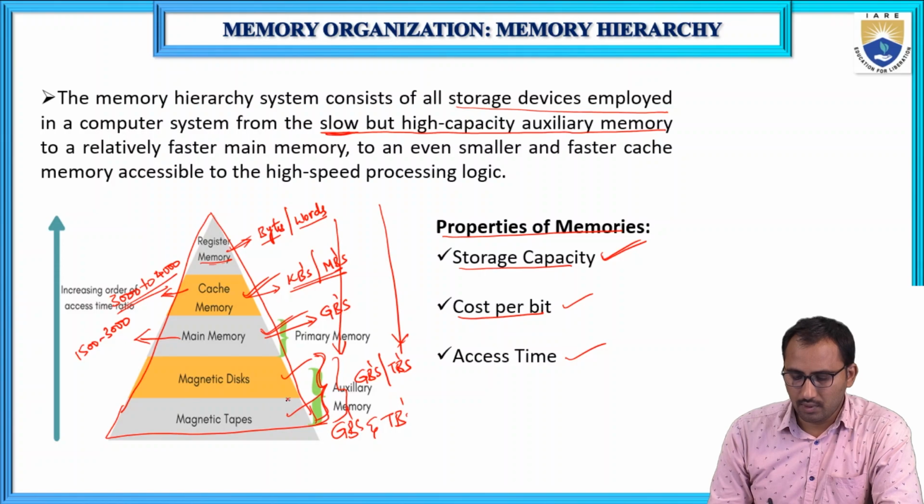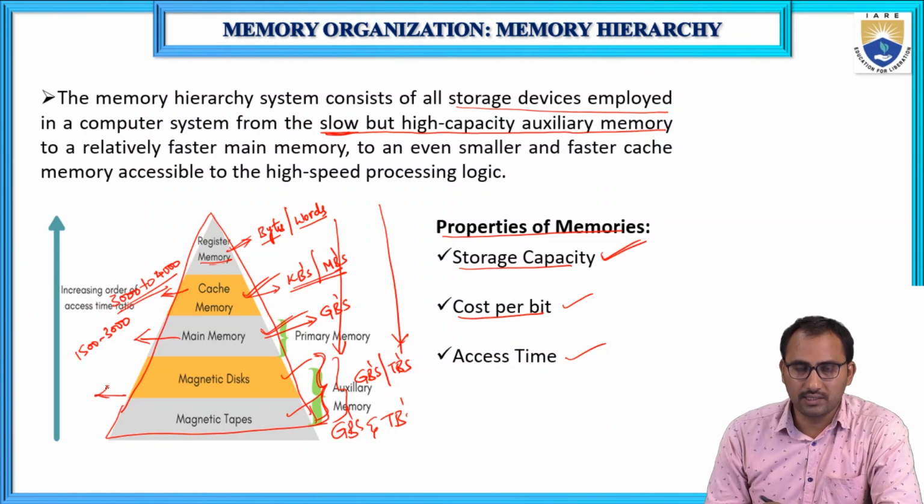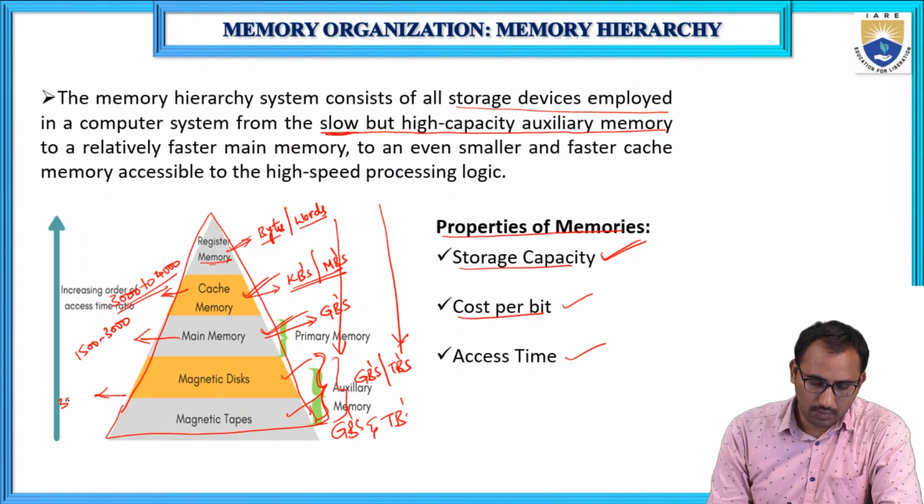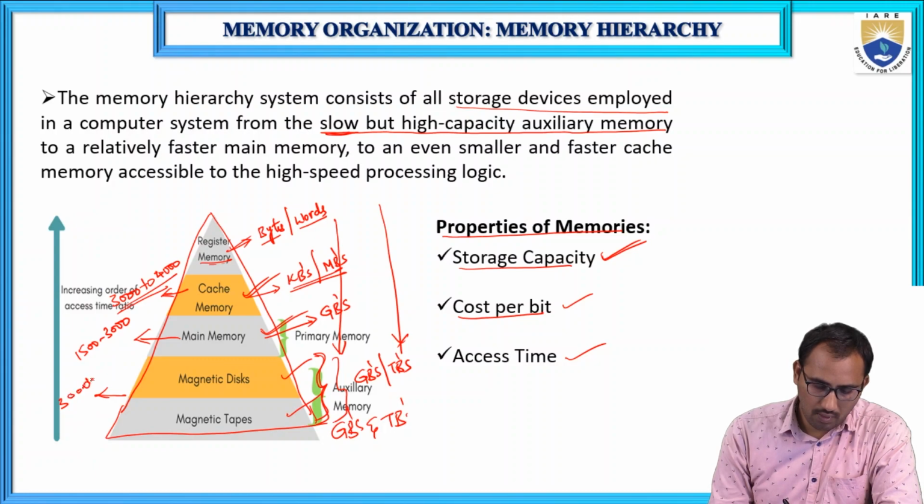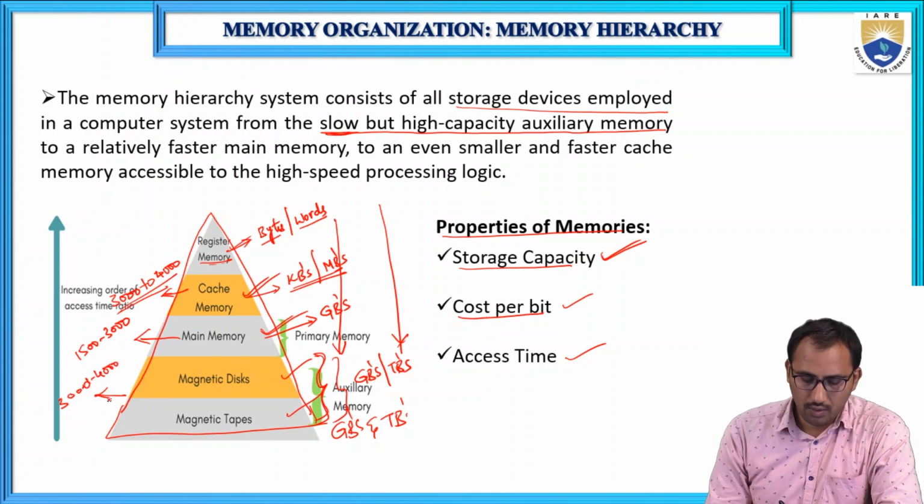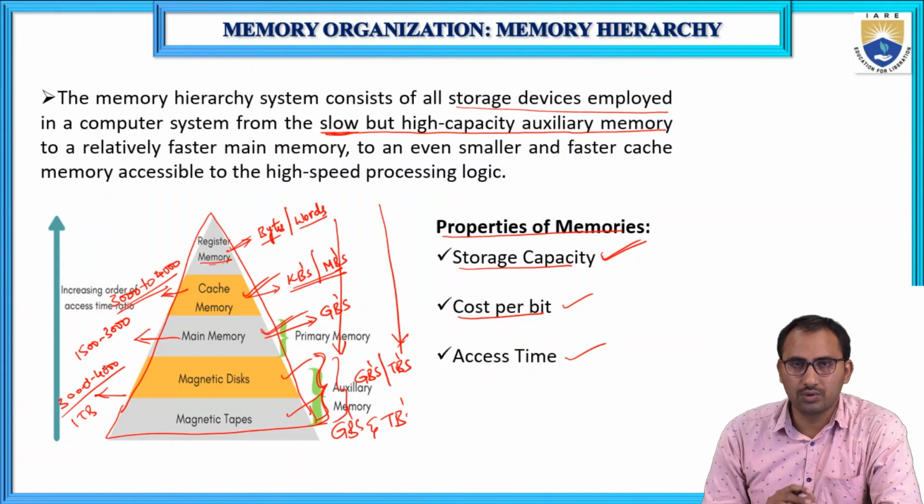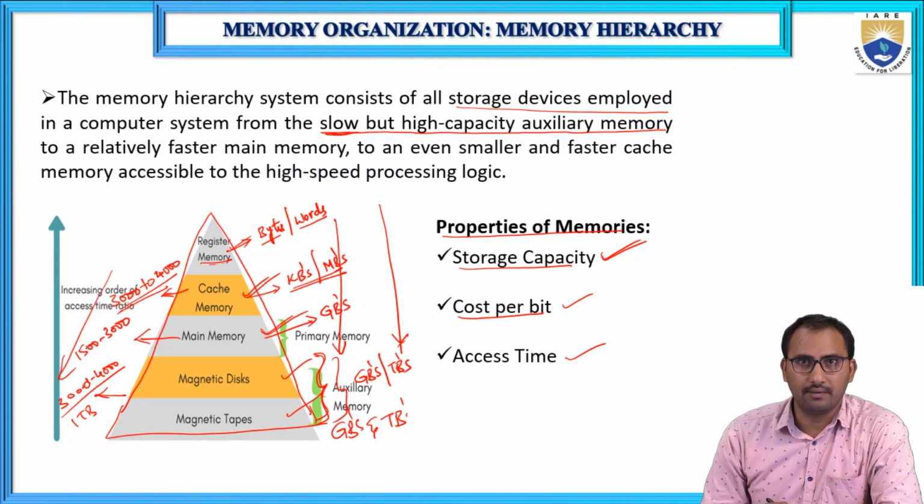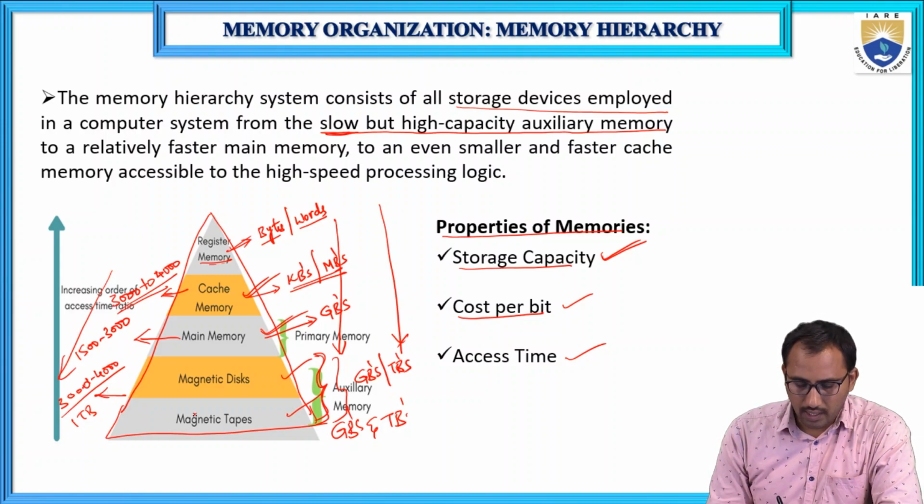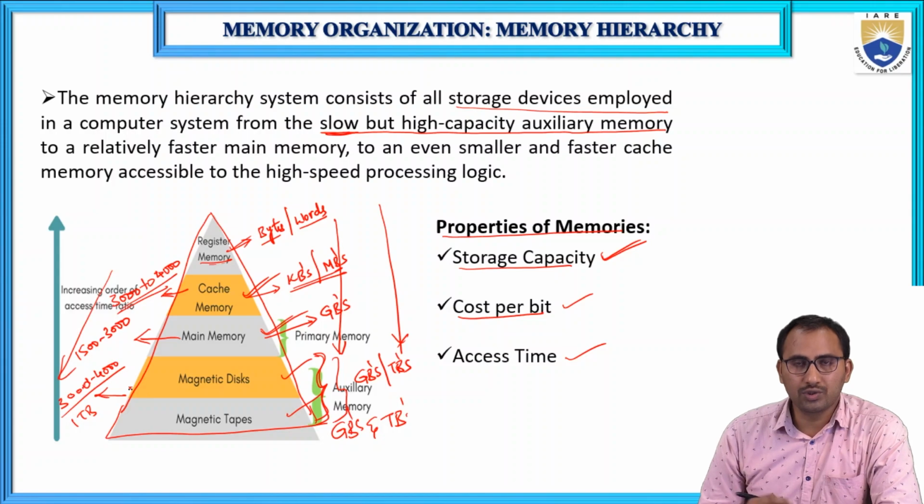And auxiliary memory or hard disks are available at around 3,000 to 4,000. Suppose you take 1 TB, it is available in the range of 3,000 to 4,000. So what will happen? Here the cost per bit is decreasing, because in the auxiliary memories we have more storage capacity, but it costs very little. Okay, so that is the cost per bit.